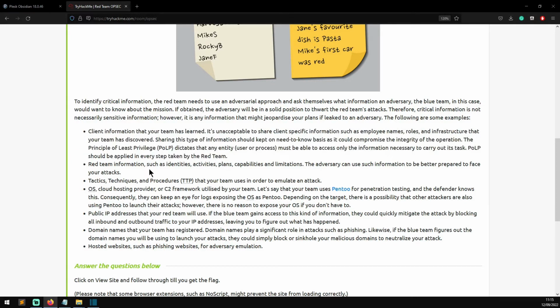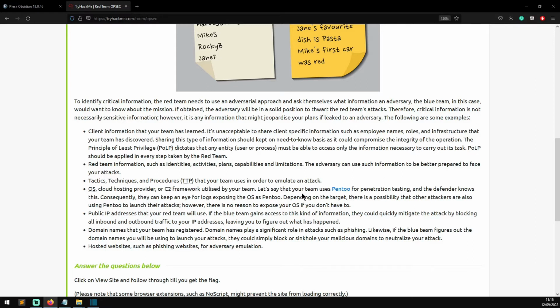Red team information such as identities, activities, plans, capabilities, limitations. The adversary can use such information to better prepare to face your attacks. TTPs, or tactics, techniques, and procedures that your team uses in order to emulate an attack. OS, cloud hosting provider, or C2 framework utilized by your team.